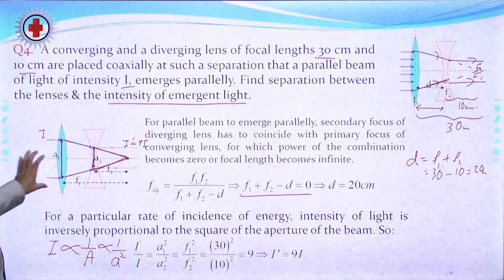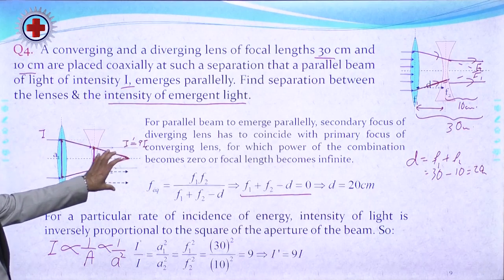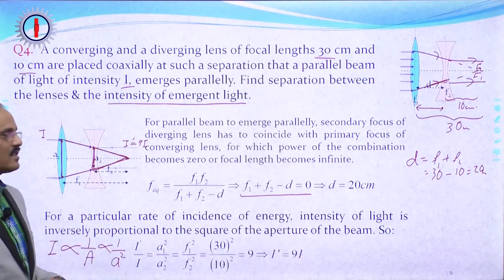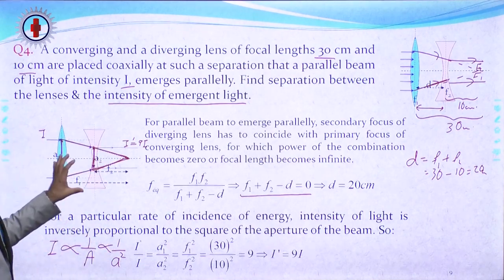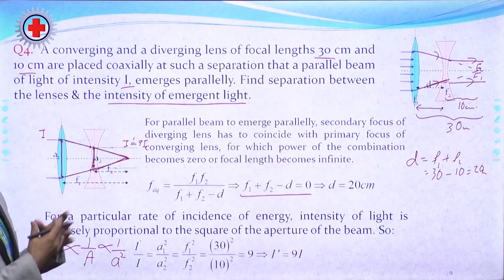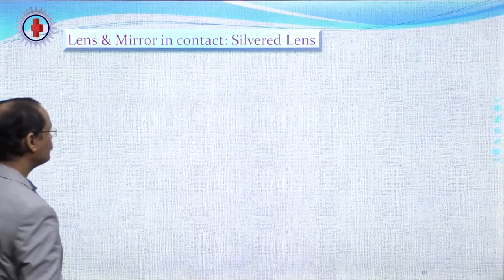So, this is how intensity of light has been increased, and as it is accumulating light by a larger amount, this is why such a combination is also called an accumulator. They are increasing the intensity of light.